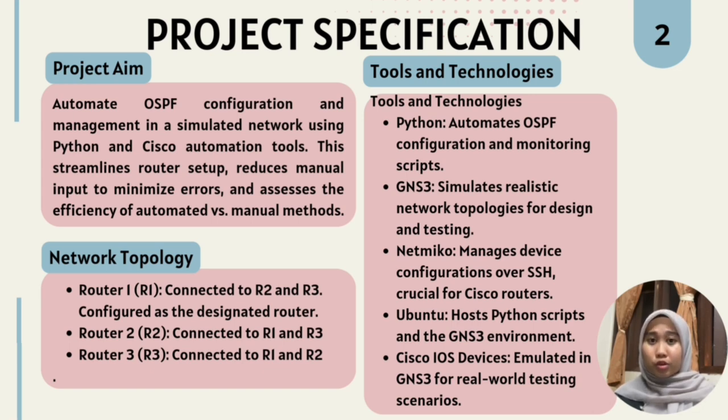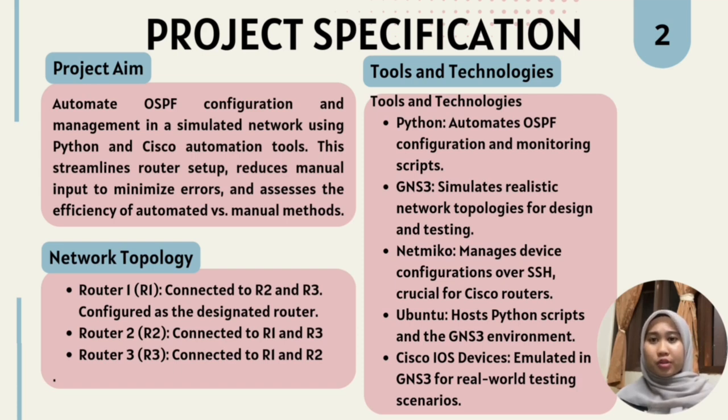The network topology is arranged with router 1 connected to router 2 and router 3, configured as the designated router. Router 2 is connected to router 1 and router 3, and router 3 is connected to router 1 and router 2. The tools and technologies used are: first, Python to automate OSPF configuration and monitoring scripts.